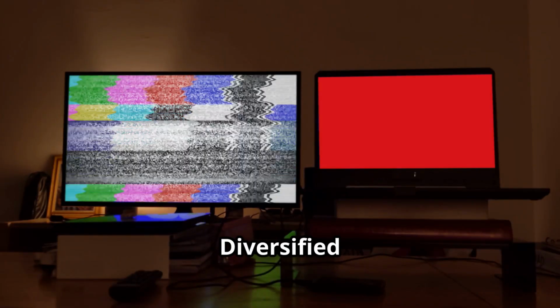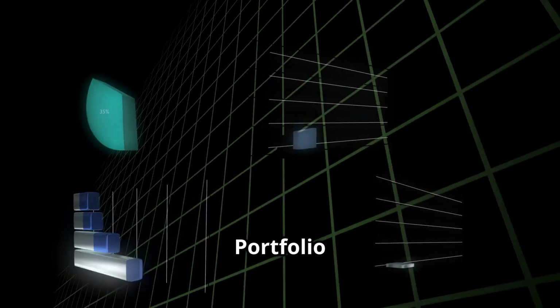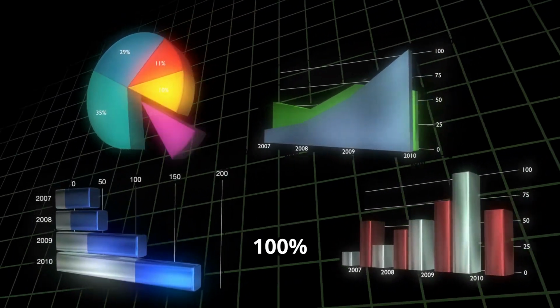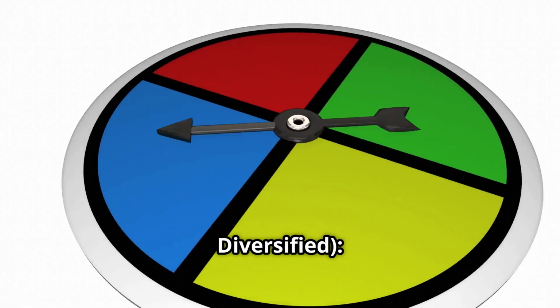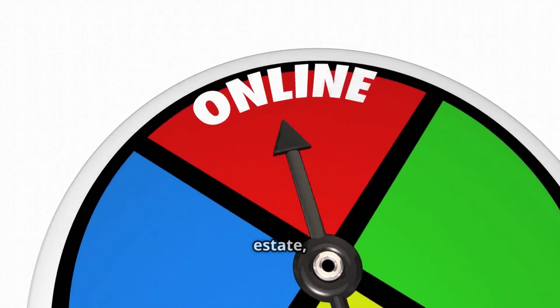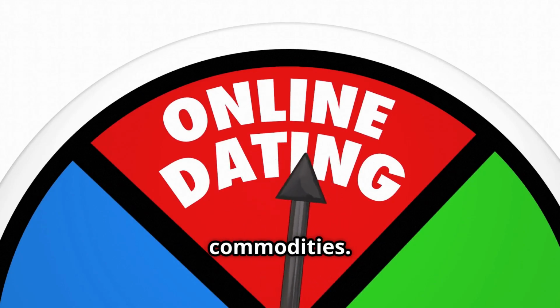Example: comparing a diversified portfolio with a concentrated portfolio scenario. Portfolio A, concentrated, 100% invested in small apartment properties. Portfolio B, diversified, allocates 40% to real estate, 30% to equities, 20% to fixed income, and 10% to commodities.